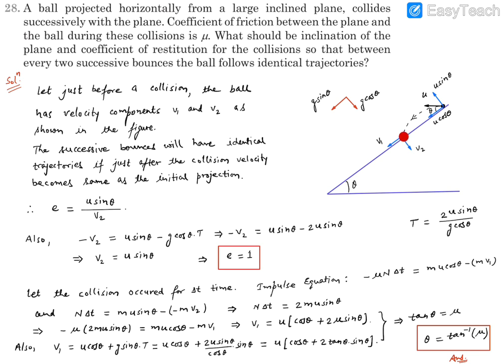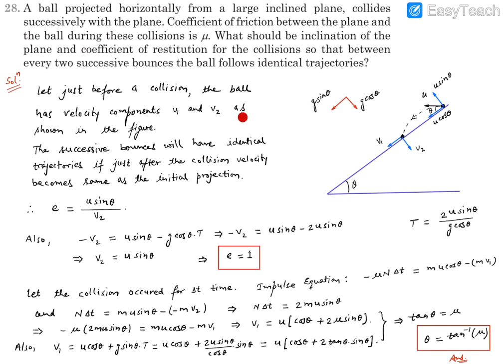Now think: if just after this collision the ball attains the same velocity as it had at the time of projection, then the situation that follows will be the same as it went through earlier. That means this trajectory will be identical to the next trajectory. So just after this collision, the velocity must become horizontal u, or you can think of it as having these two components. That's what is written over here.